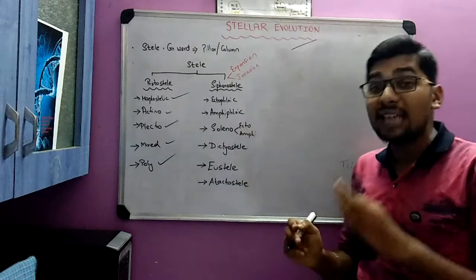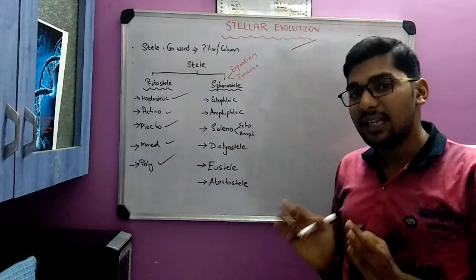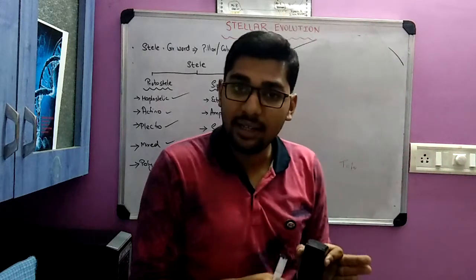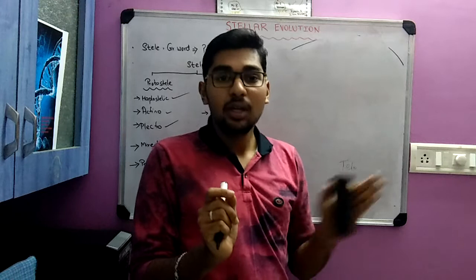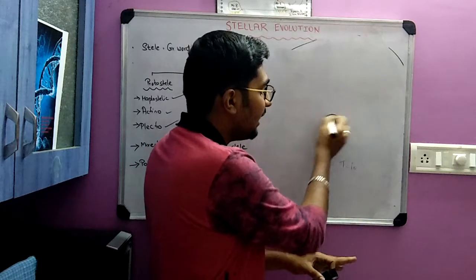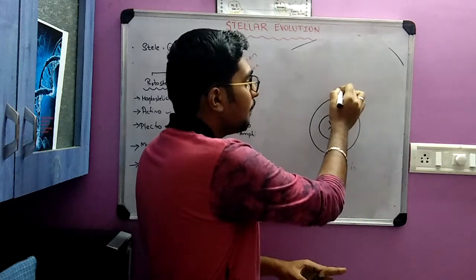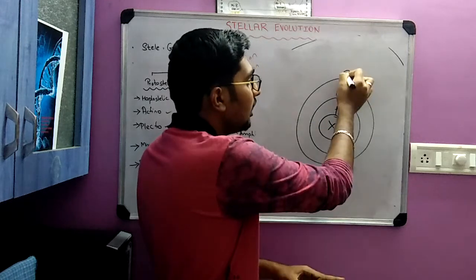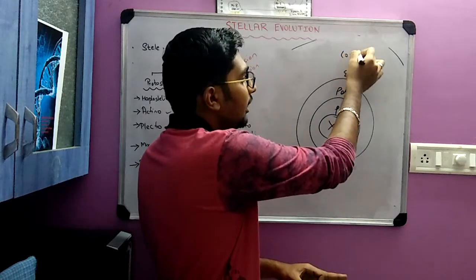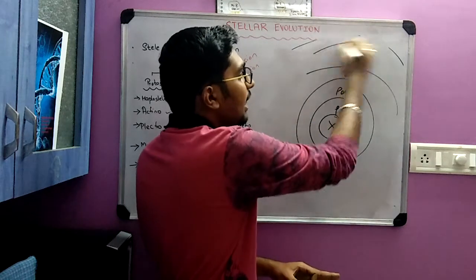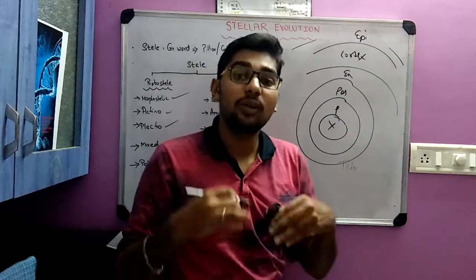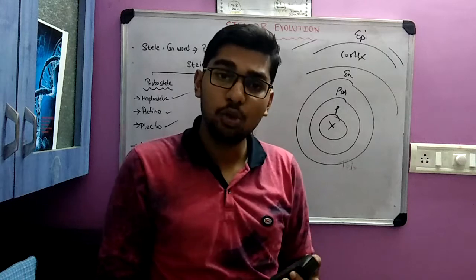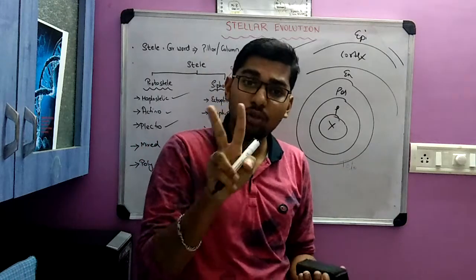Next, when we come to siphonostele. Siphon, as I said, means a hollow cavity. So here you have pith. How did pith develop? So long we studied the xylem, phloem, pericycle, and endodermis, and you had cortex and epidermis. So there was no pith. Suddenly, how did pith develop in the course of evolution? To study that, you have 2 theories.